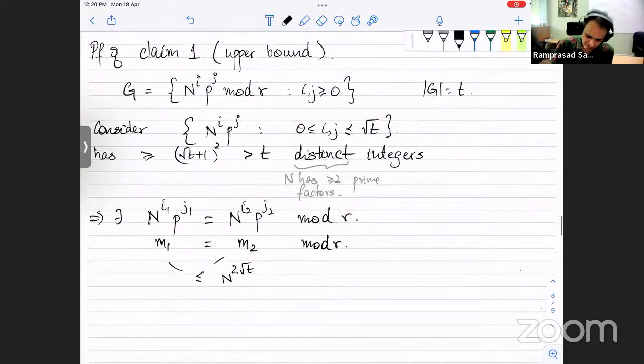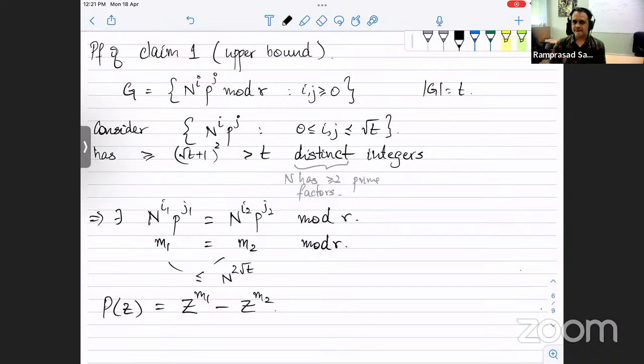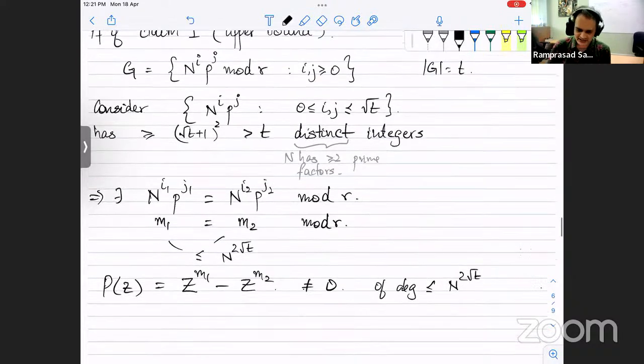Now, what we are going to do is the following. Let's look at the following polynomial, P of Z, which is equal to Z power m1 minus Z power m2. This is obviously not equal to 0 because m1 and m2 are two distinct integers. So it's not equal to 0, of degree at most n power 2 square root t. But how many roots does this have?